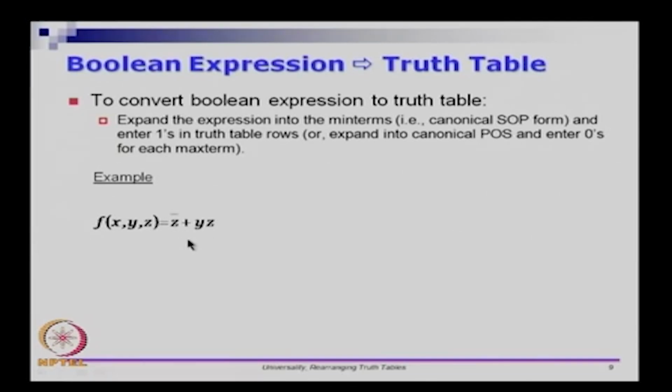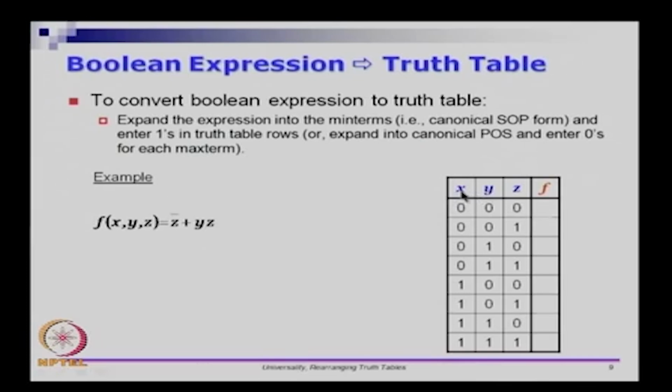Let us say I gave you this function and I want you to fill up the truth table for it. The truth table has 3 inputs, which means you need 8 rows and 4 columns. We have a function of x y z, 3 inputs, so there are 8 different input combinations, and f is a function of x y z. I want to fill up this truth table. Let us see how to do it.